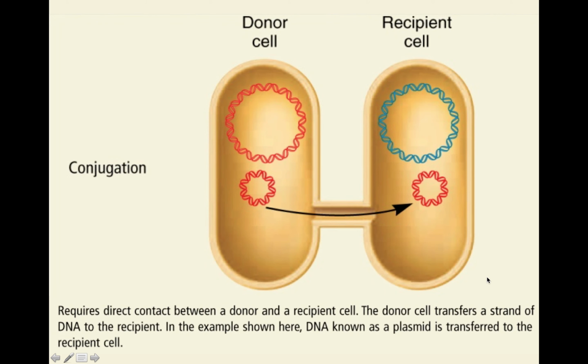So here's a diagram of what happens during conjugation. You have a donor cell and a recipient cell, and both cells have their own chromosome. If it's an E. coli cell, they have their own E. coli chromosome, but they can also harbor other smaller pieces of DNA, circular pieces of DNA, that can be easily transferred from one cell to the other when a bridge forms between the two cells.